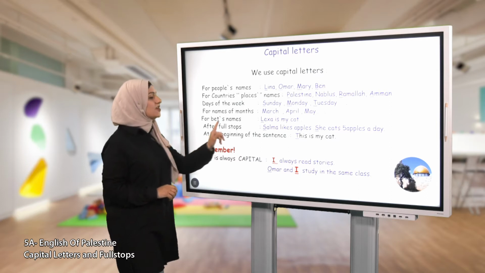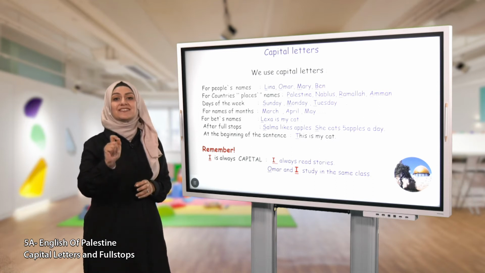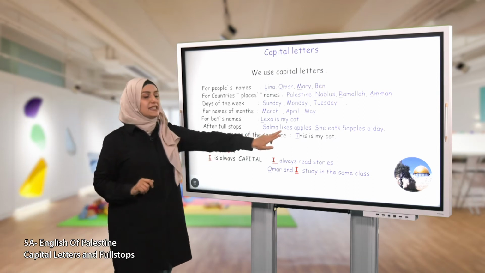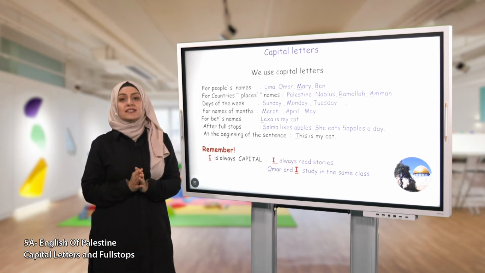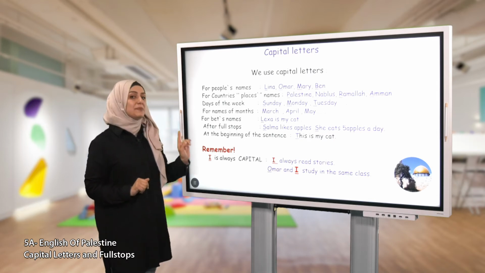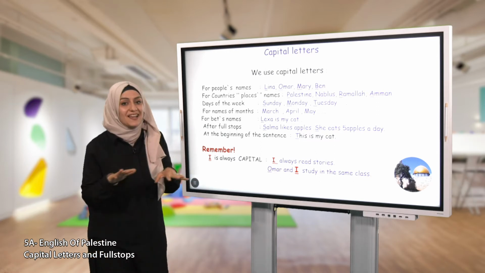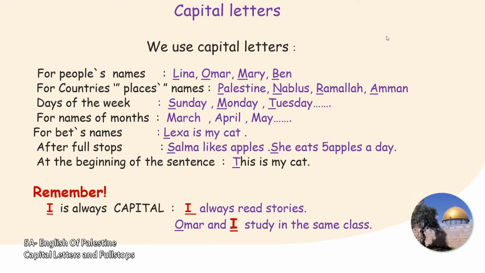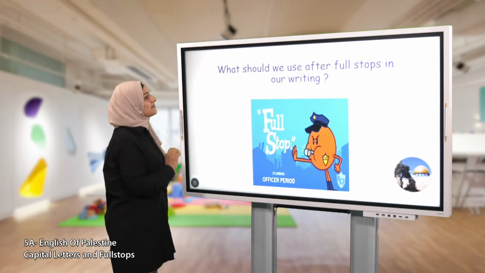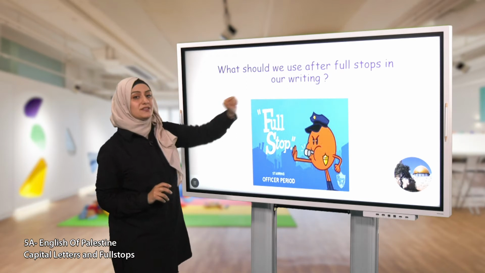Now, at the beginning of the sentence, if you start writing, you should write the first letter as a capital letter. This is my cat. Each sentence should start with a capital letter. Now, always remember that I, as a pronoun, is always capitalized. I always read stories. Omar and I study in the same class. Very good.